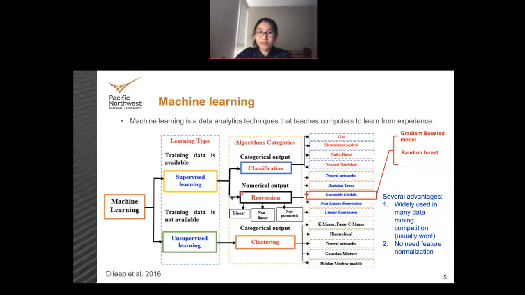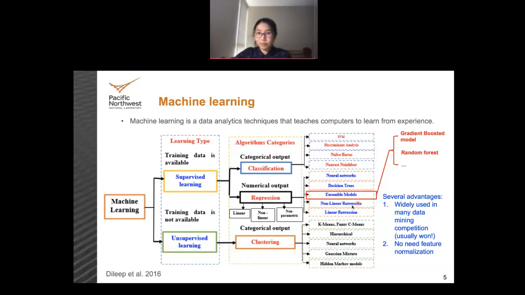For supervised learning, depending on the different tasks, we can further break down to classification and regression. For our task, since we are trying to predict the burn area, it can be categorized as a regression task. Within the regression task, we can use different types of methods, the common ones like neural networks and decision trees, and here today we are going to use ensemble models.